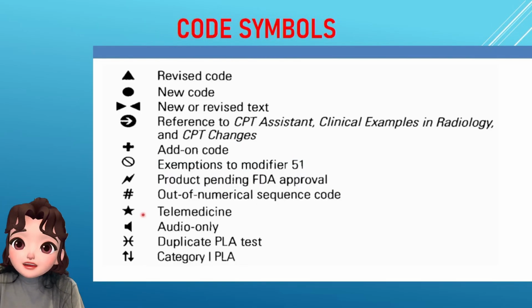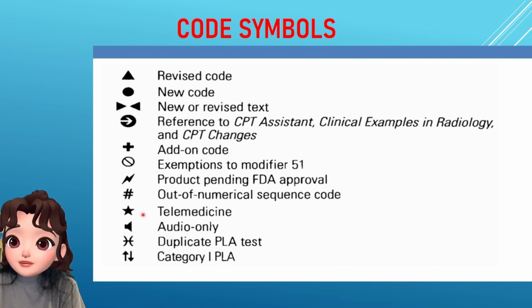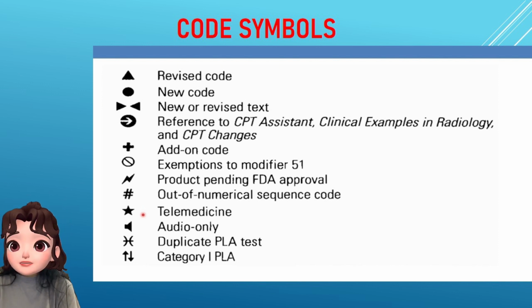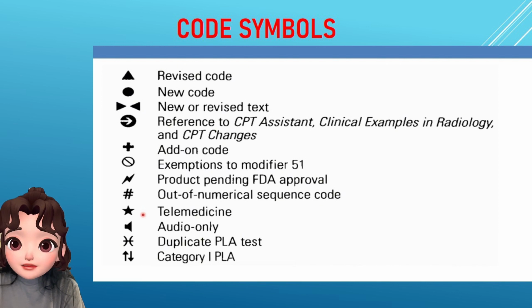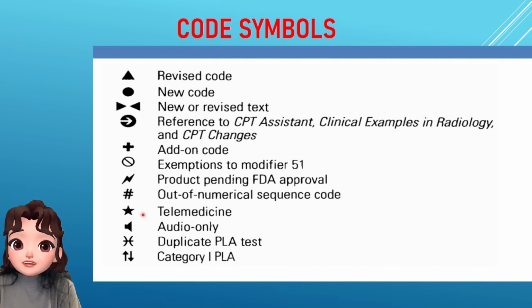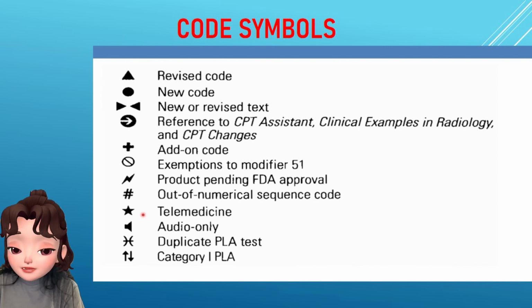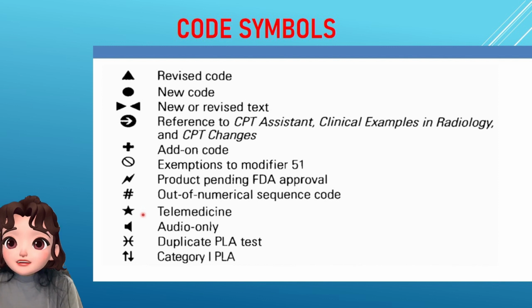These are the code symbols which I have mentioned earlier. If you go through the CPT code book, you will see a number of symbols like this. Triangle represents a revised code. Dot represents a new code. All these symbols you will find just before the CPT code. New or revised text, add-on code, exceptions to modifier 51, product pending FDA approval, that is mainly used for vaccinations. Telemedicine, audio, duplicate PLA, all these are examples. We are using mostly add-on codes.